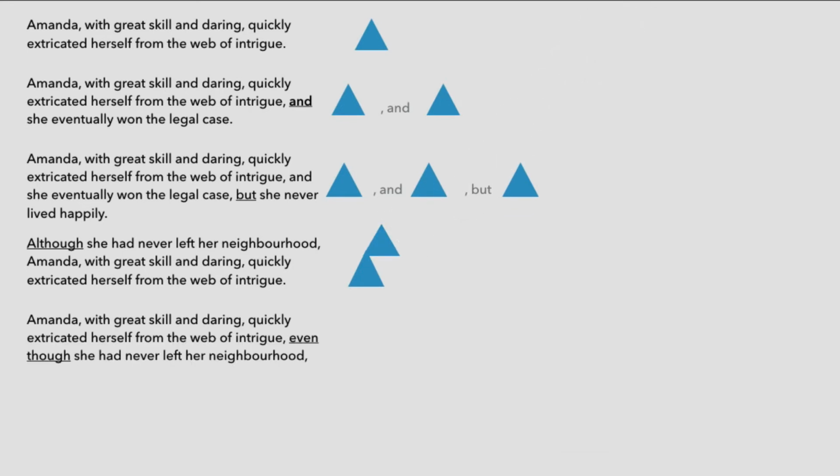Similarly, you can have a change of word order, and now the dependent clause is at the end, even though she had never left her neighborhood. I mean, just try saying it. If I said this, even though she had never left her neighborhood, you'd interrupt me there because I've not completed what I'm saying.